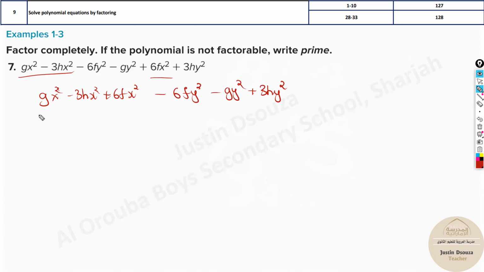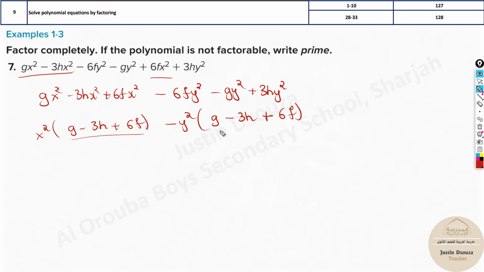Now what happens? Take x squared common out. x squared is removed outside, you're remaining with g minus 3h plus 6f. And over here, what I would do is I would remove minus y squared out. So you're remaining with, I will write g first because I have GHF, right? It'll be plus g, and it'll be minus 3h because plus becomes minus, and lastly we will have plus 6f. Now these two, look at this. I can remove this and this common out.